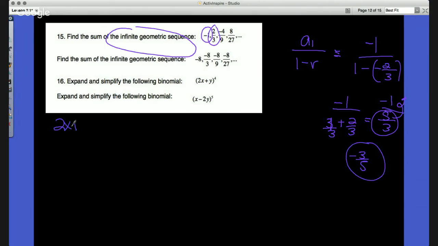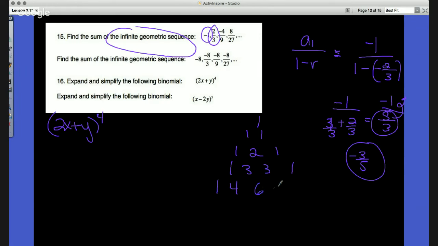All righty, let's do 16. 2x plus y. That's a good one too, and that one's to the 4th power. If I have something to the 4th power, one thing we have to know is what Pascal's triangle says. So we have something that looks like this.